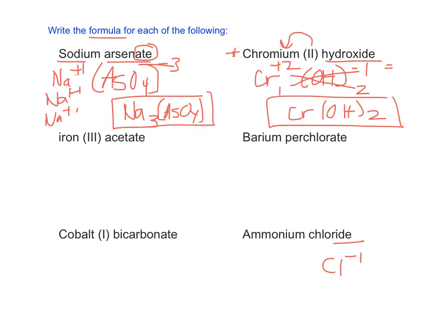Okay, let's try iron 3 acetate. I'm just going to change up my colors. Iron is Fe. The Roman numeral, this time iron's being a +3. Acetate, you would look on the back. So that's a group. I'm going to just immediately put it in parentheses. C2H3O2. The whole thing has a -1 charge.